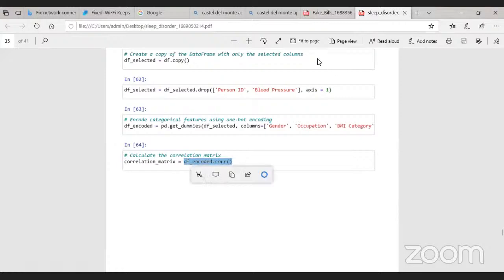What do I mean by encoding? Let's say gender: we have male and female. The machine learning algorithm will not understand male and female. It will understand it like this: if it is male, 0, then female, I can give 1. So this is a binary category.